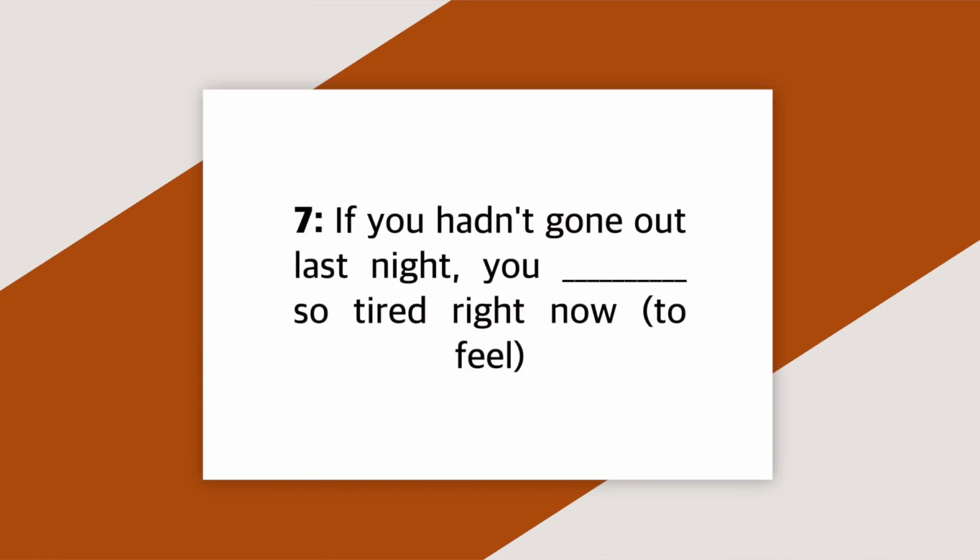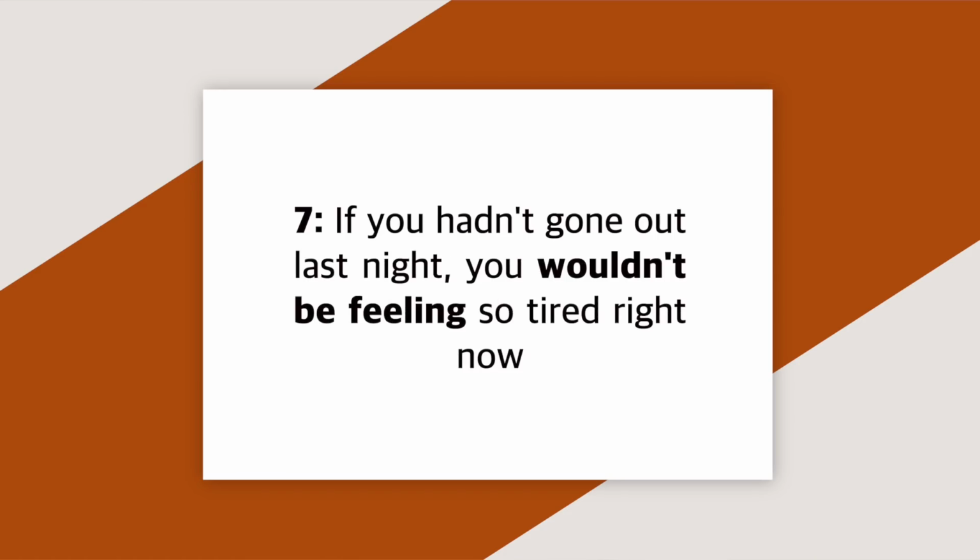Number 7. If you hadn't gone out last night, you something so tired right now. The verb to feel in the negative. If you hadn't gone out last night, you wouldn't be feeling so tired right now. So this one is a little bit more difficult, and it explains how changing something in the past would affect the present. You can also say, if you hadn't gone out last night, you wouldn't feel so tired right now. So you can use both wouldn't be feeling and wouldn't feel.